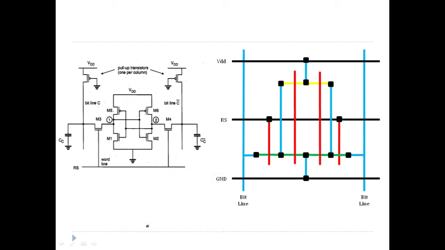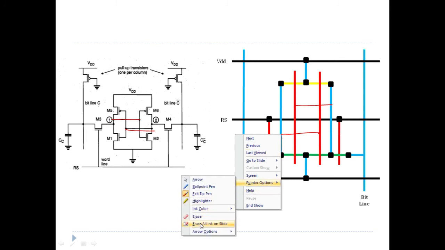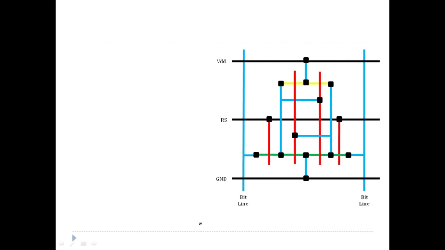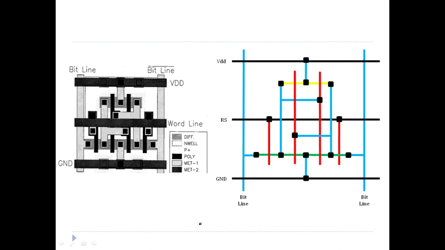From this stick diagram, we can draw the mask layout. Oh, one thing is remaining. You can see here the gate is connected to the common point of the drain, and this gate is connected to the common point of the drain. So here we are supposed to connect it here, and here we are supposed to connect like this. So we can make this connection using the metal. So this is the one connection where the drain of M1 is connected to gate of M2, M6, and vice versa. So by using this, you can draw the mask layout, which would look like this.